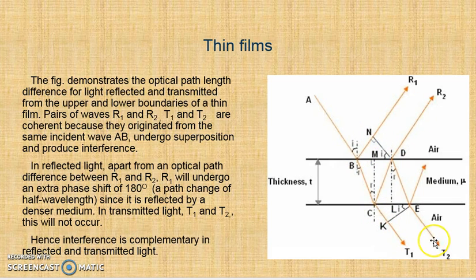And T1 and T2 also produce interference because they are also the transmitted waves originated from the same AB. Therefore, here the interference is complementary in reflected and transmitted light, because in the reflected interference, R1 will undergo an extra phase change of 180 degrees.